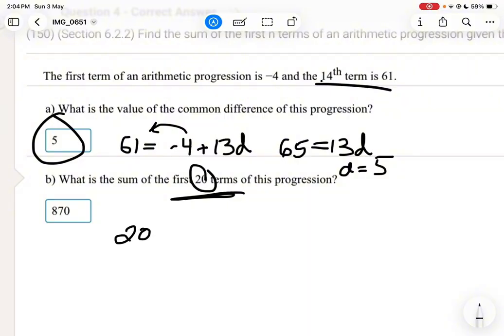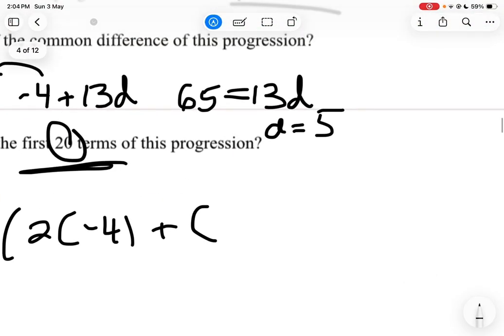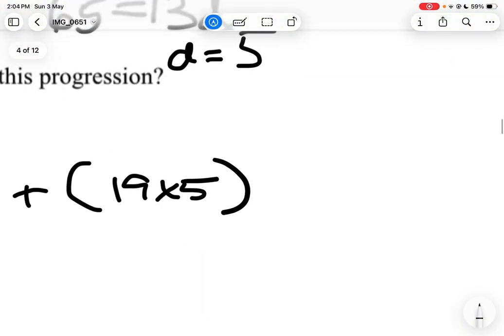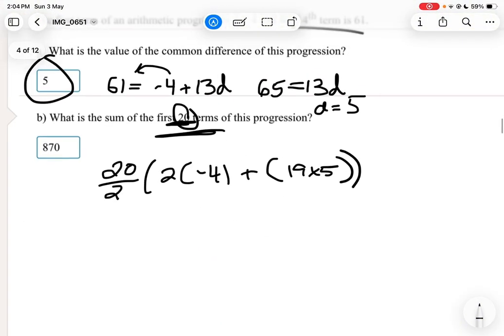So 20 over 2, times (2 times A1, where A1 is -4, plus (n minus 1), which is 20 minus 1, so 19, times D, which is 5). Okay, so now you do the calculation. It will be 10 times (-8 plus 19 times 5). So it will all become 870. Your final answer will be 870.